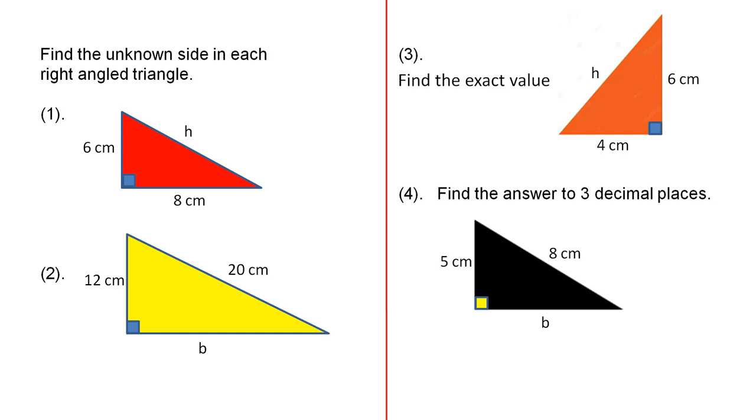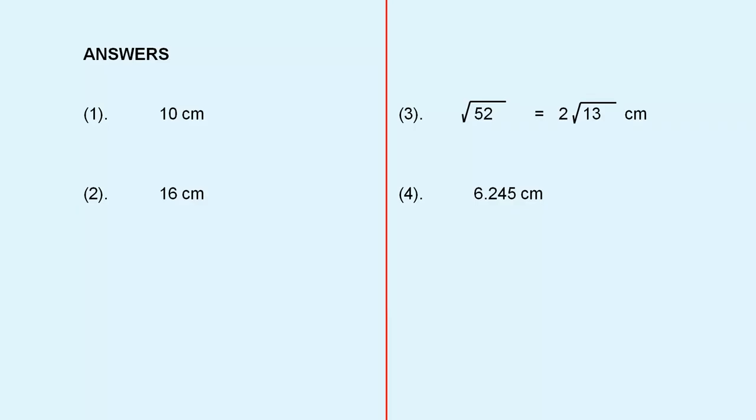Now we'll move on to the next slide, which has the answers. And here they are. So there's 1, 2. Here you'll see that that is an exact value. And we've simplified it. See that? That's how you simplify that exact value. And here, remember, we're asked to find the answer to 3 decimal places.